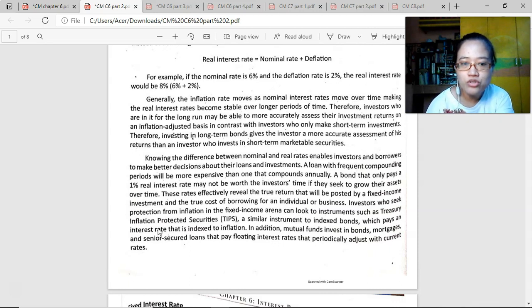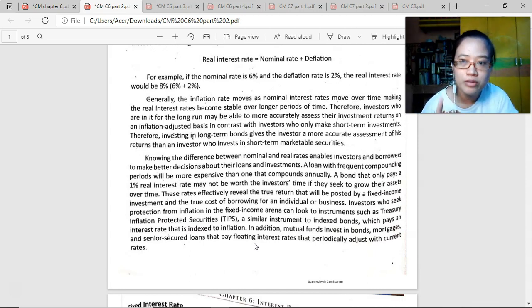Okay? Investors who seek protection from inflation in the fixed income arena can look to instruments such as Treasury inflation protected securities, a similar instrument to index bonds, which pays an interest rate that is indexed to inflation. Okay? In addition, mutual funds invest in bonds, mortgages, and senior secured loans that pay floating interest rates that periodically adjust with current rates. So, merong ganung mga type ng investments.